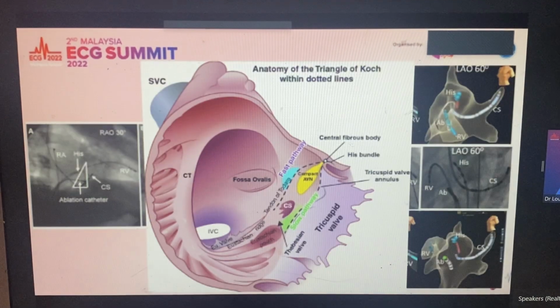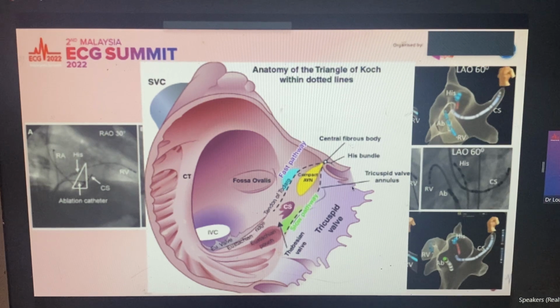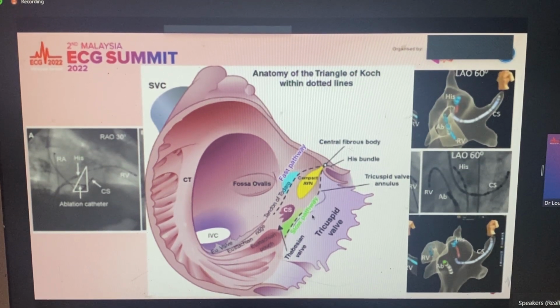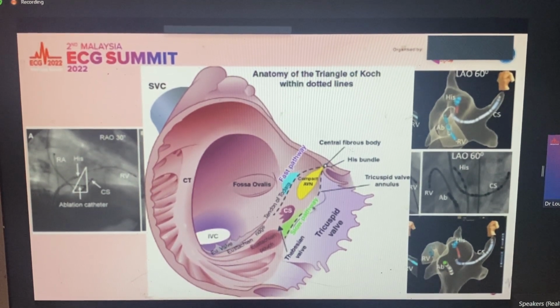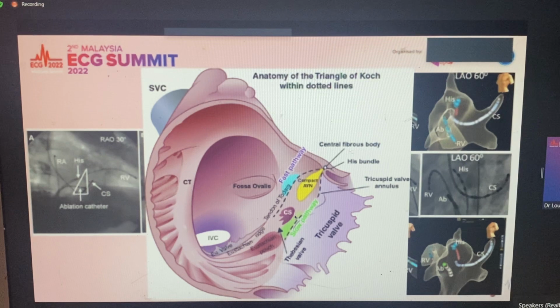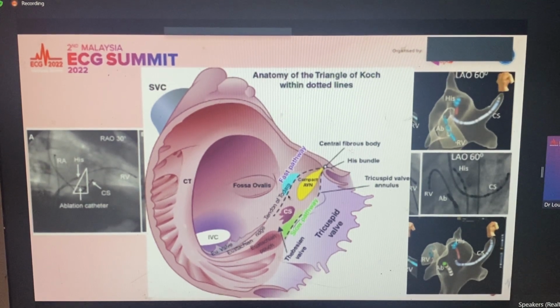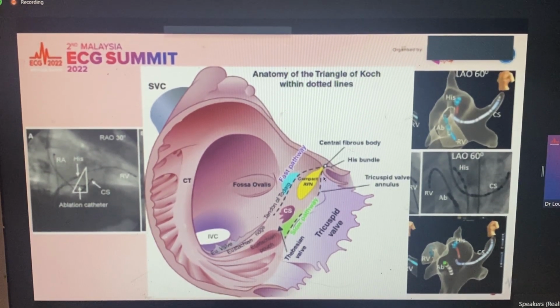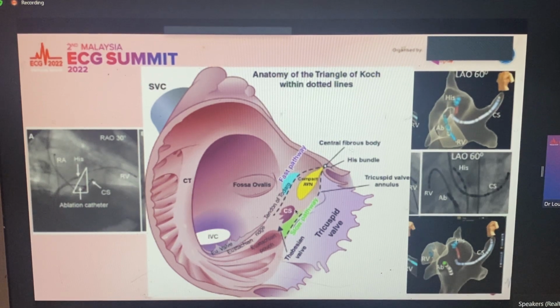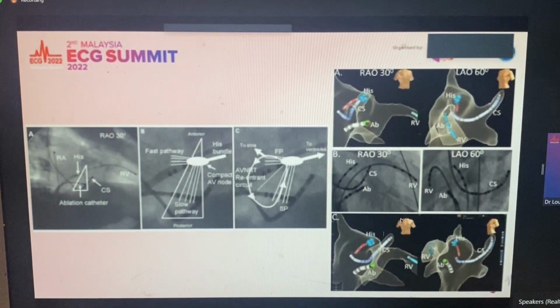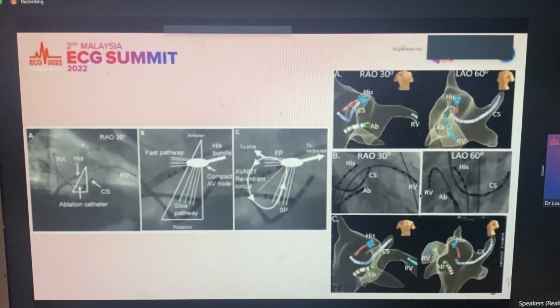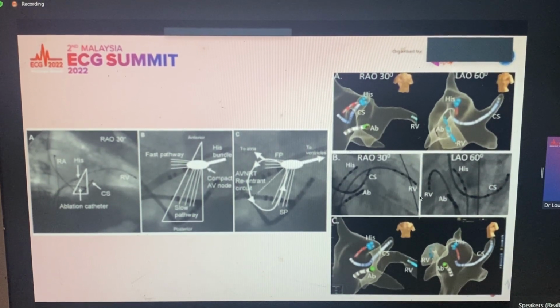So generally in the EP lab, what we target for AVNRT ablation is the slow pathway. We don't ablate the fast pathway because the fast pathway is used for normal conduction. So by ablating the slow pathway, we are terminating the circuit so that there will be no more re-entry. And this can be targeted with either fluoroscopy or 3D imaging. So that is what we do if we refer a case for AVNRT ablation.